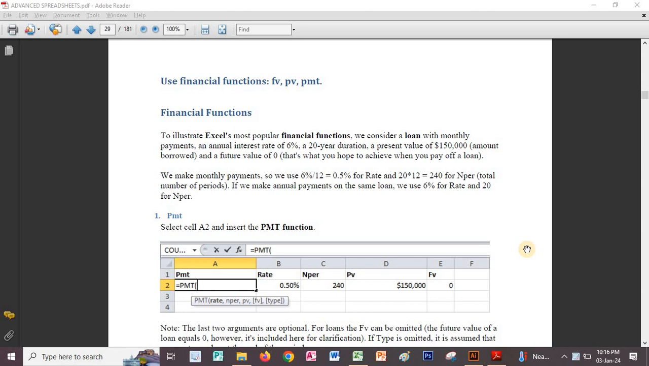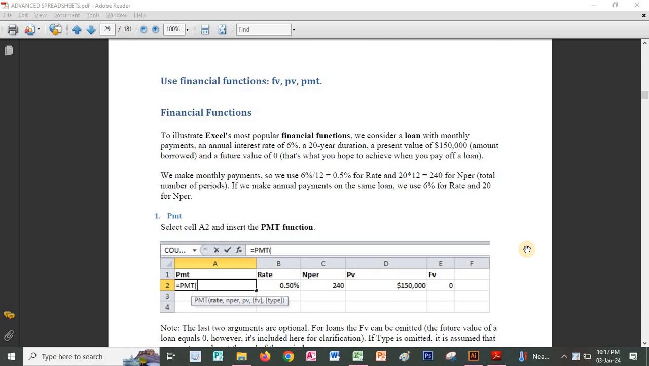And to illustrate Excel's most popular financial functions, we consider a loan with monthly payment. Let's say we are going to have an interest of 6%, a 20-year duration, and a present value of 150,000 amount that has been borrowed, and the future value is 0. That is what we expect to achieve when we have paid off the loan.